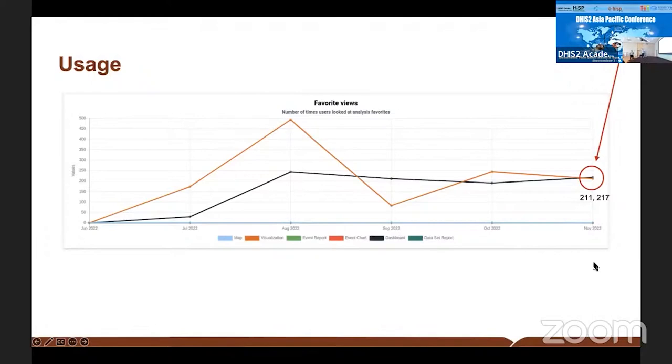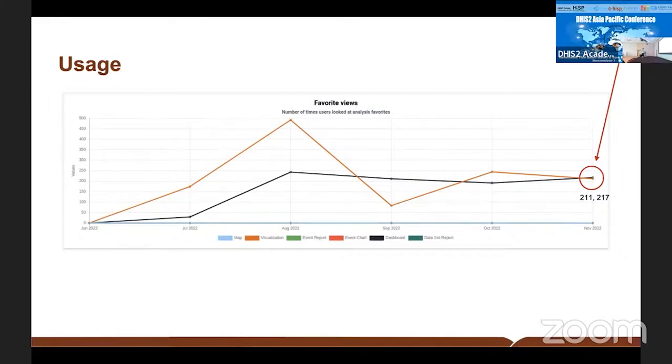Yeah, so actually these 2 months are one of the time frames when we implemented DHIS2 to the team. So we conducted the training. Of course, they create more views of visualization and dashboards at that time. And that's why after the next month it slightly went down to around 100 or less than 100.